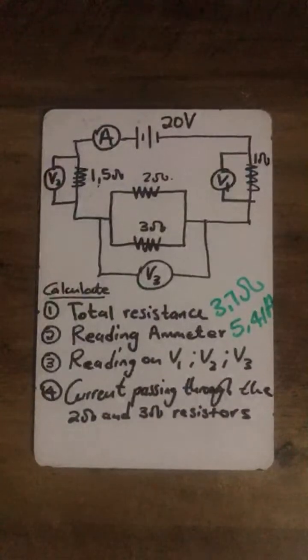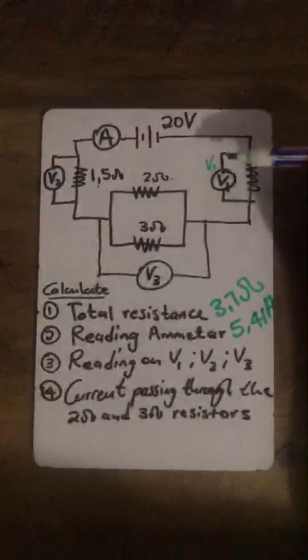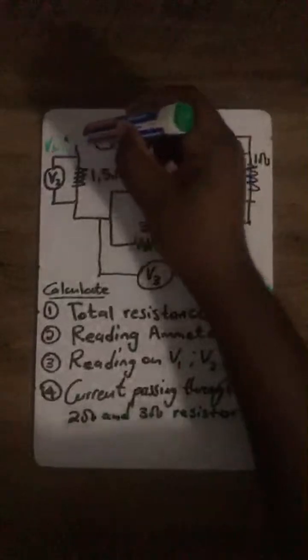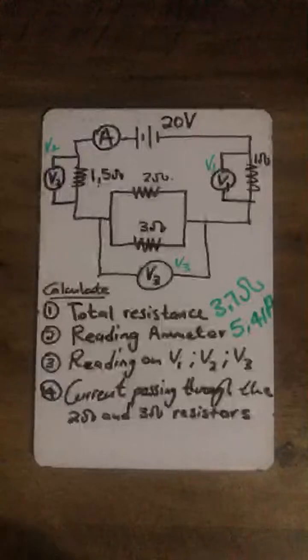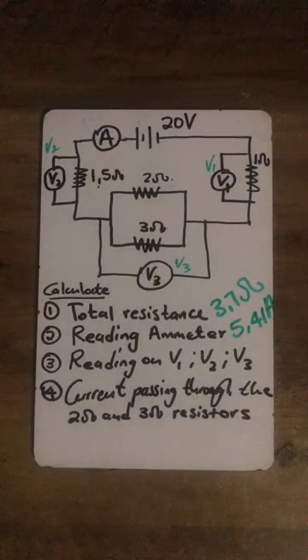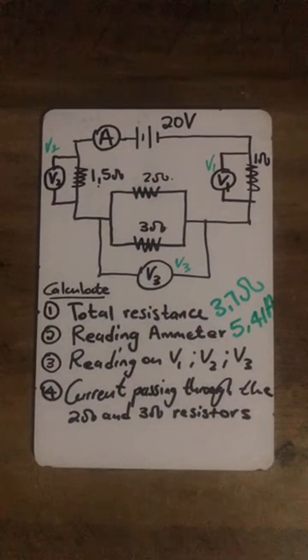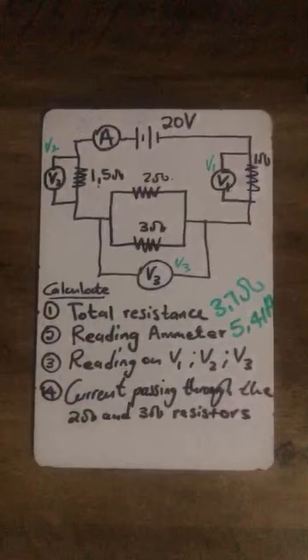Then let's move on to the next question, which says the reading on V1, V2, and V3. So this is your V1. There it is your V2, and then there it is your V3. I think those V's are clear. So let's see if you guys can work on this one. I'll give you a maximum of 5 minutes. Once we are done with this one, we'll do that last one, and then we should be done for today.